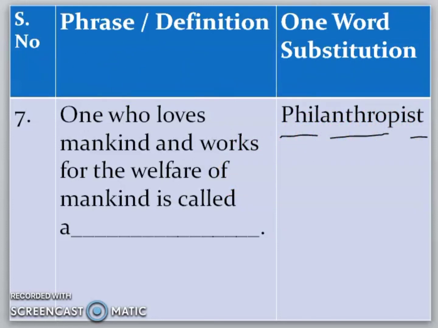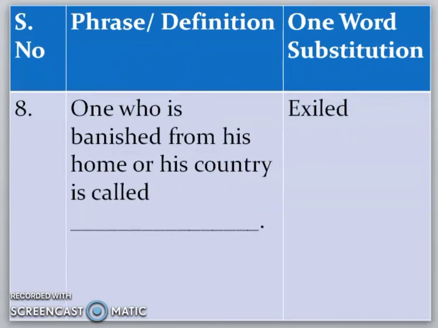Let's move to the next word. One who is banished from his home or his country is called a dash. Exiled. A person who is banished means who is not allowed, who is not permitted to stay in his home or home country, is called exiled, all right?